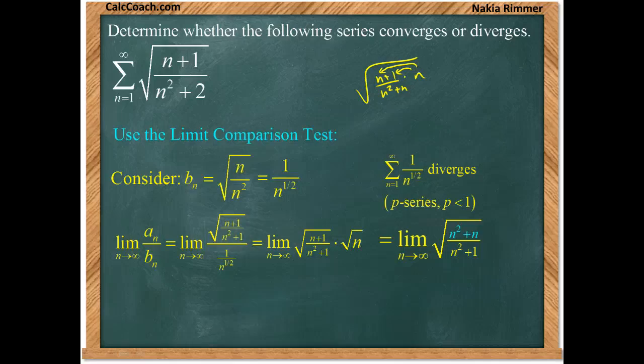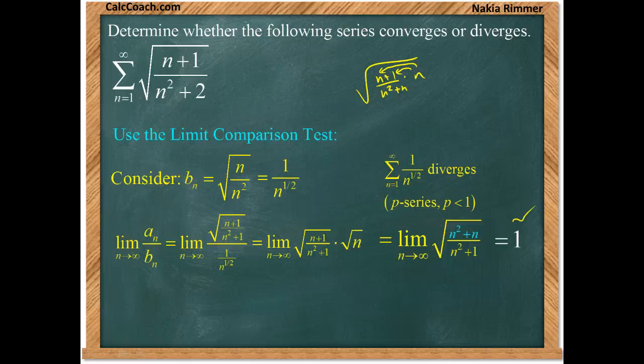Degree of the numerator equals degree of the denominator. Ratio of the coefficients, 1. Square root of 1, we get 1. This limit is 1, which would be bad for the ratio and the root test, but okay for the limit comparison test.